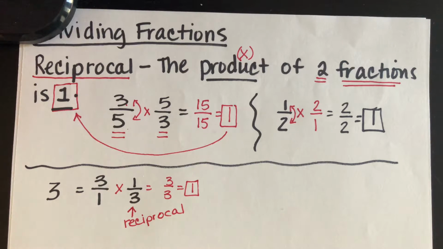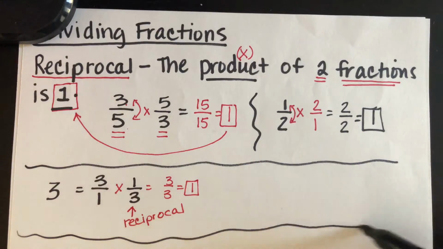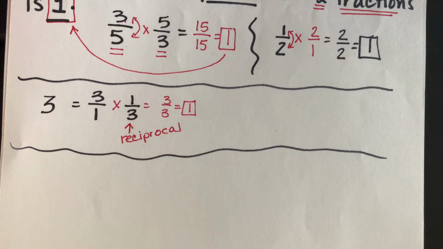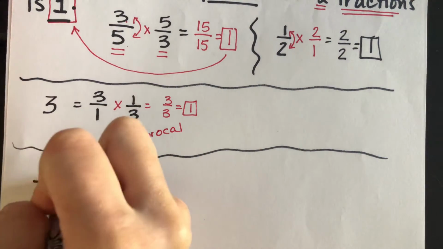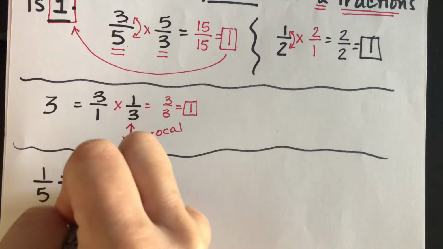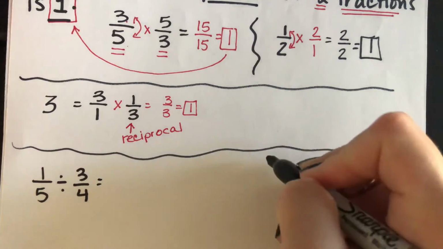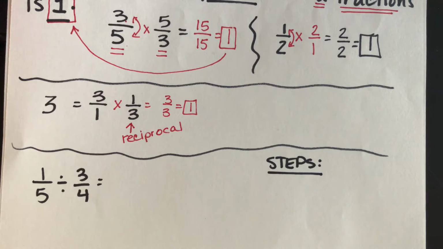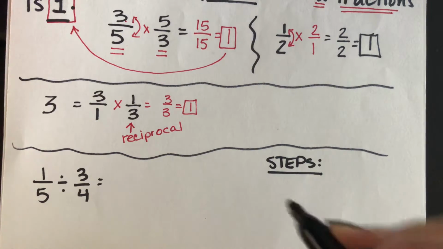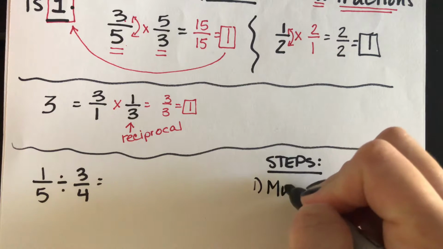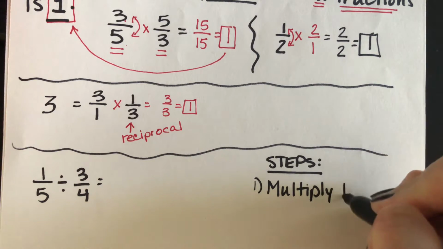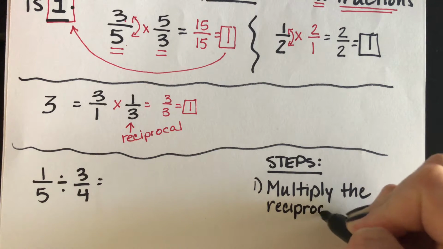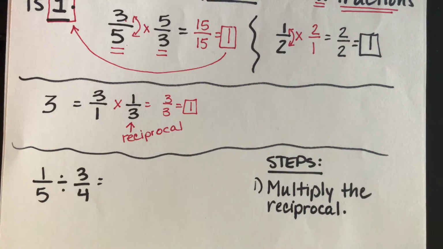Okay, so now we know what a reciprocal is. We're going to go ahead and actually divide fractions. So let's look. I have 1/5 divided by 3/4. I'm going to have you guys go ahead and write the steps. And again, if I go too fast, just pause it. That's okay, you can pause it. The first step is going to be multiply the reciprocal. Multiply the reciprocal. That's going to be our first step.